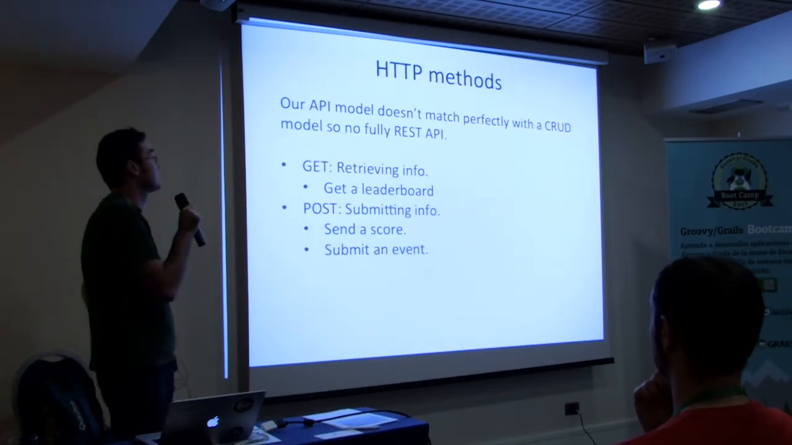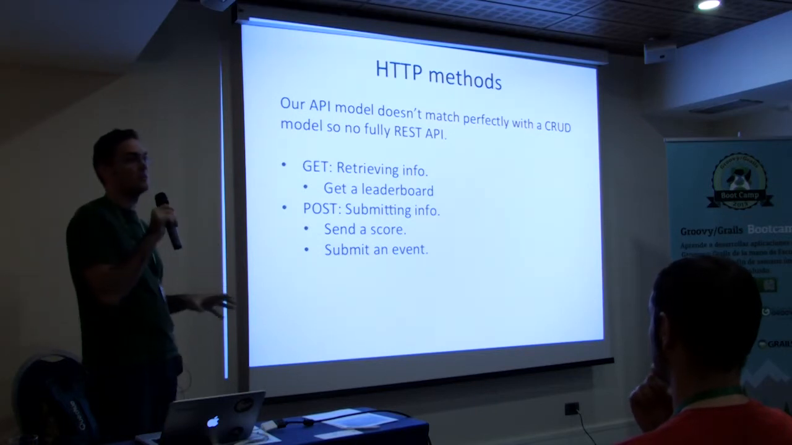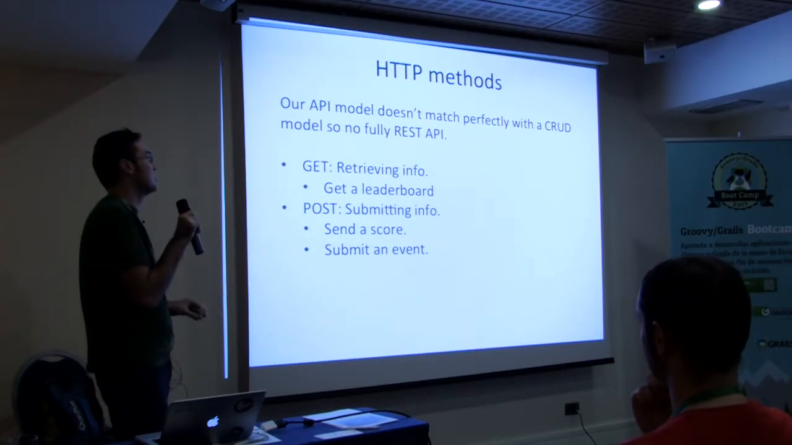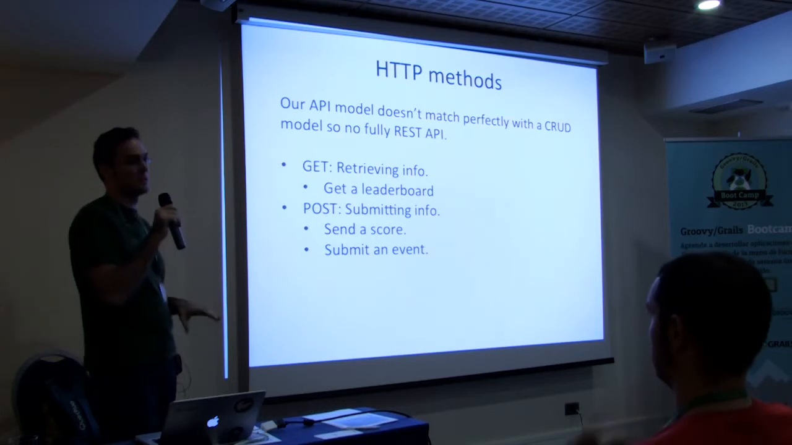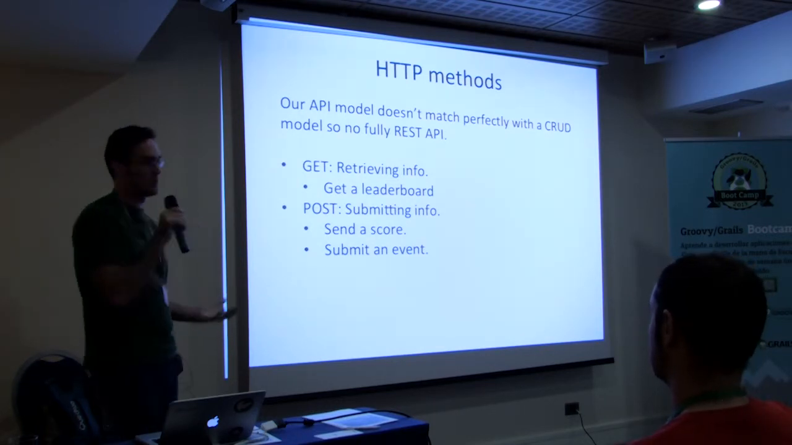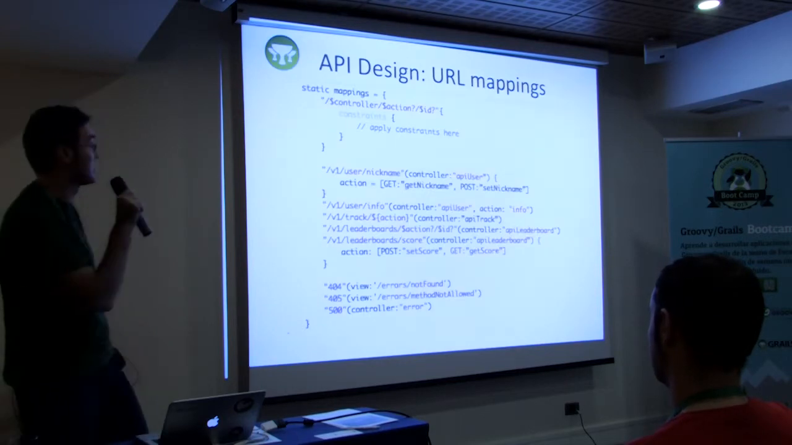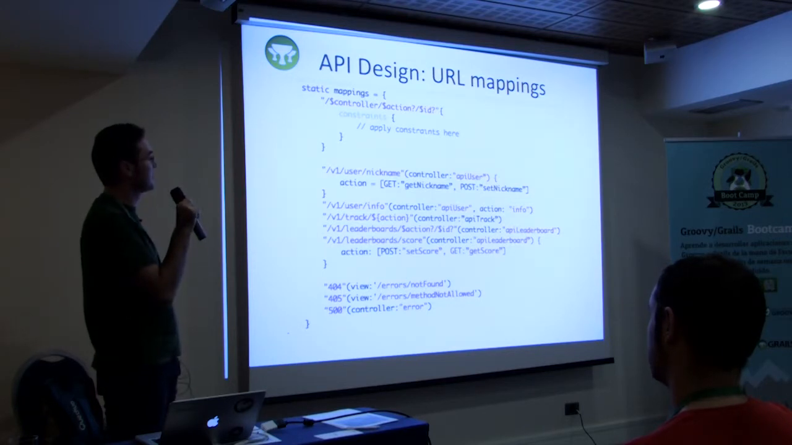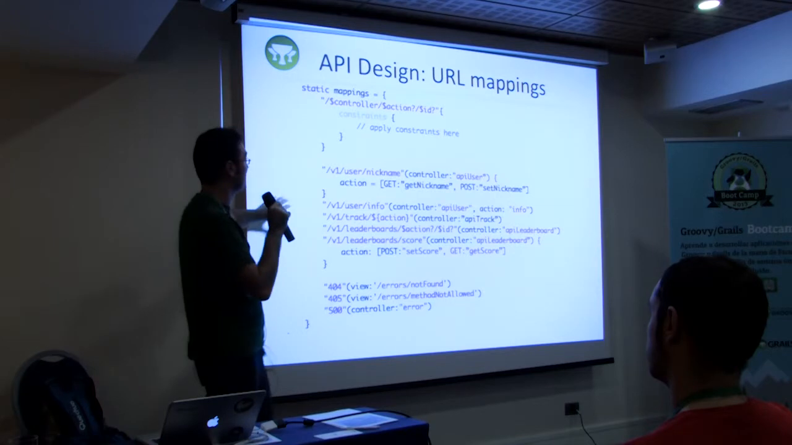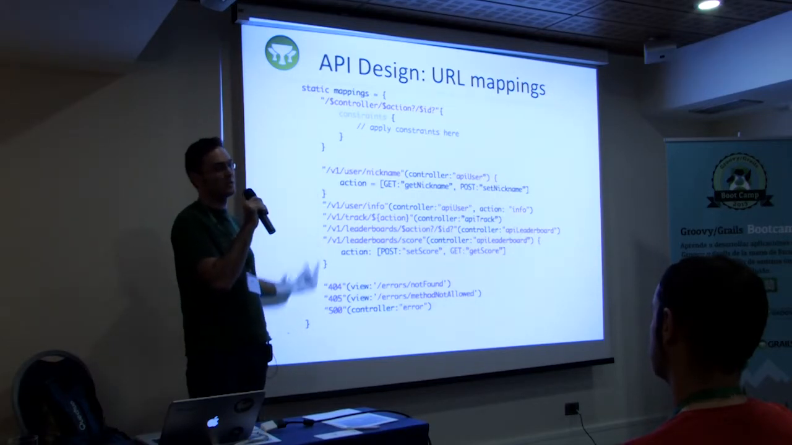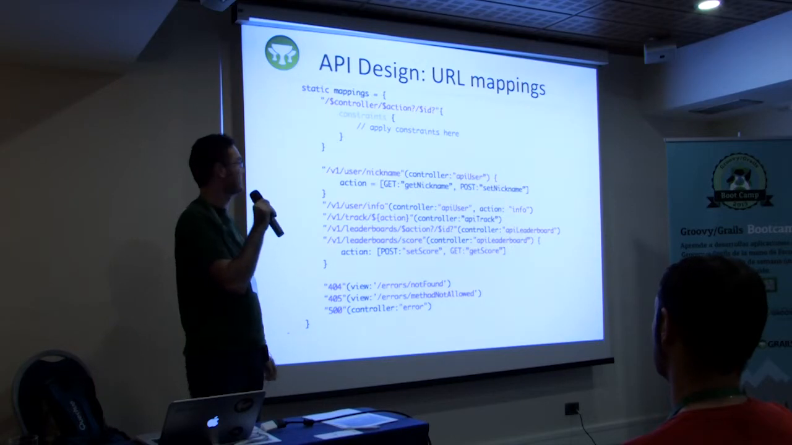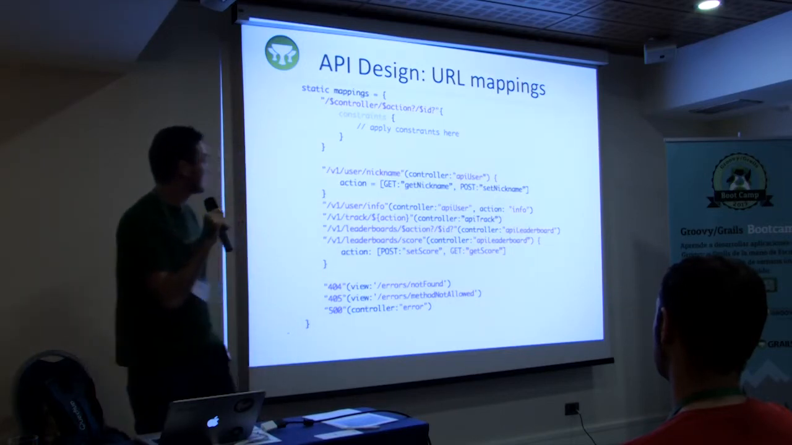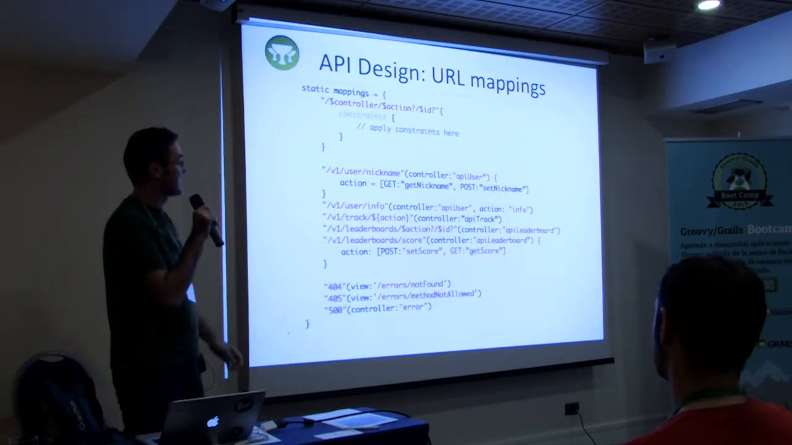Going to the HTTP methods, our API model doesn't match exactly with CRUD, with objects, with domain models. So it's not fully REST, but we try to use the GET method to retrieve info in general, and POST for submitting scores and info. So in Grails, how do we implement this? We would love to have a more general rule in the URL mappings to match all the API controllers and methods, but we had to do some splits when we come to the actions, so that the same actions can handle a GET or a POST HTTP method.